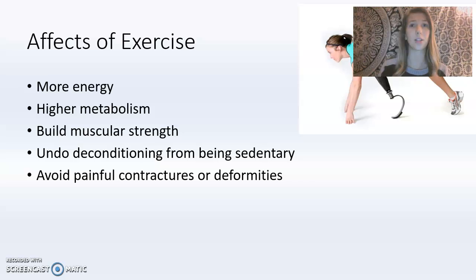Amputees who have diabetes, peripheral vascular disease, or other chronic medical conditions become deconditioned from being sedentary, so it's very important for them to maintain a level of activity regardless of if they're going to lose their limb or not. Exercise will also help prevent future possible amputations due to those medical conditions. Early exercise after amputation surgery can help them avoid painful contractures or deformities of the joints or muscles.